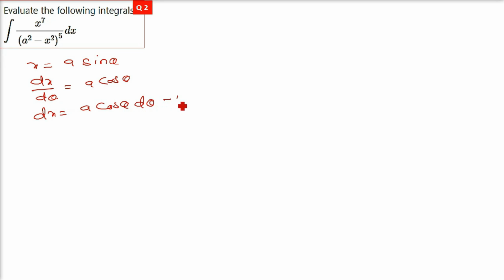First thing will be this one. What will be the second one? Sin theta will be x by a from the first assumption, so theta will be sine inverse x by a. This we are going to use in the later part of this question.